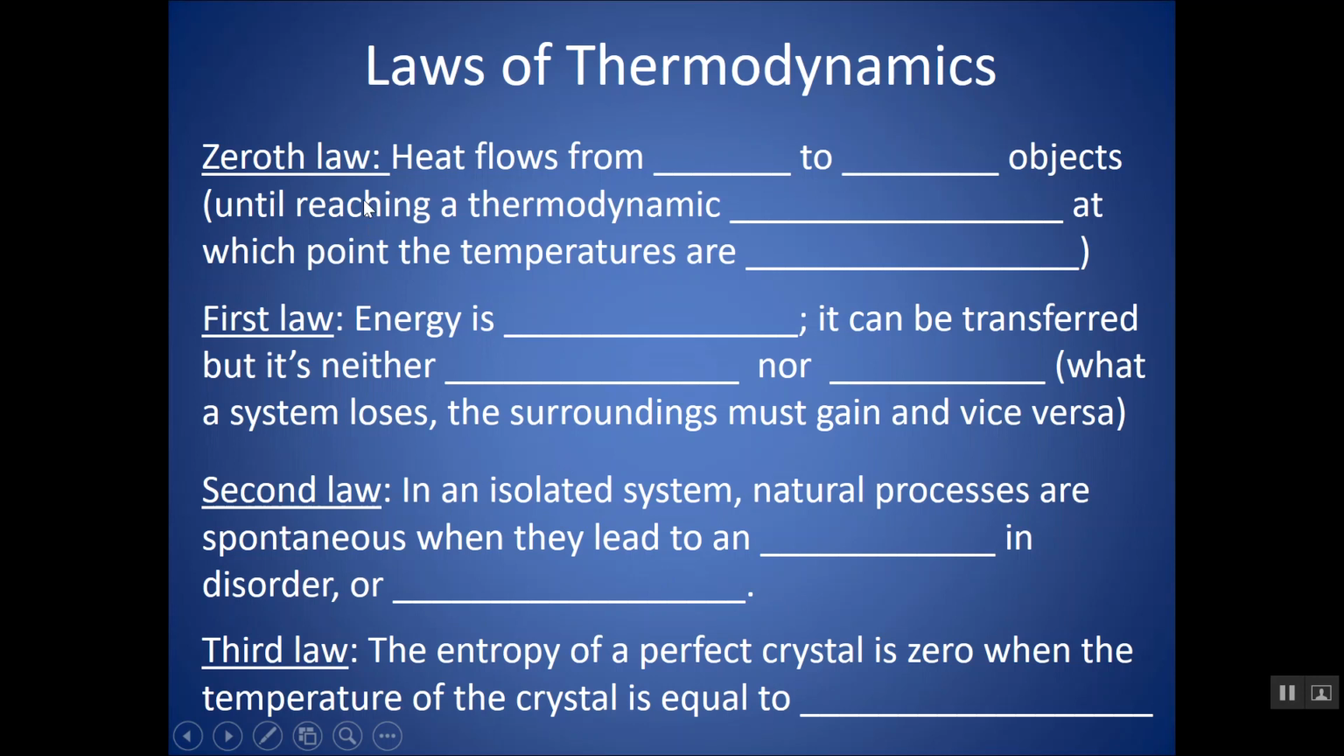The zeroth law is that heat flows from hot to cold objects. It flows from objects of higher temperature to objects of lower temperature if they are put in contact with each other. And it will continue to do so until they reach a thermodynamic equilibrium, at which point the temperatures are equal and constant.